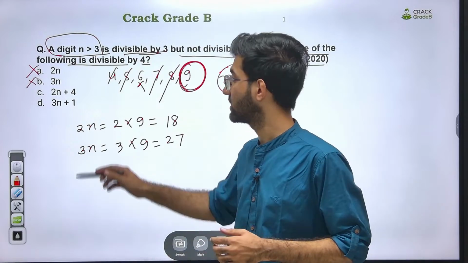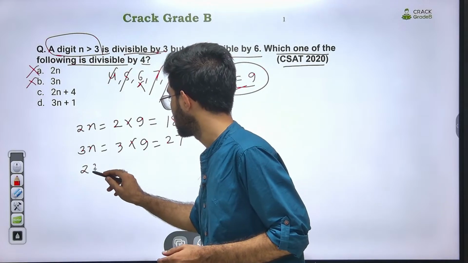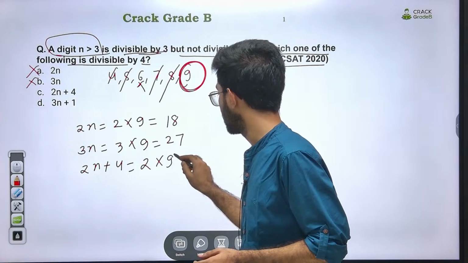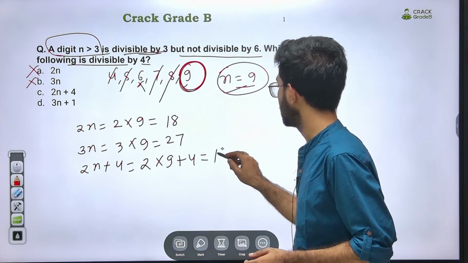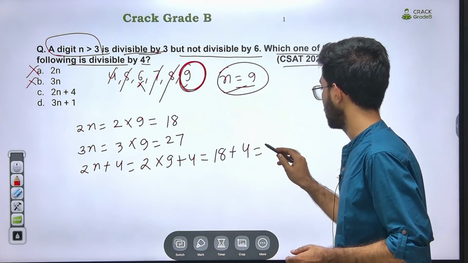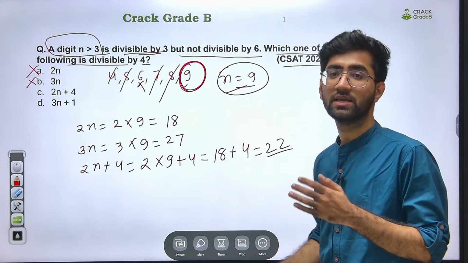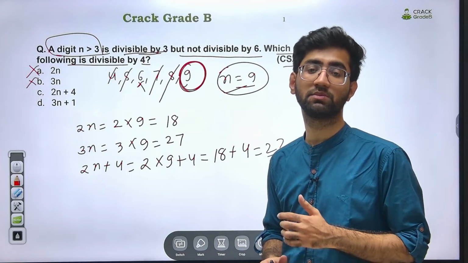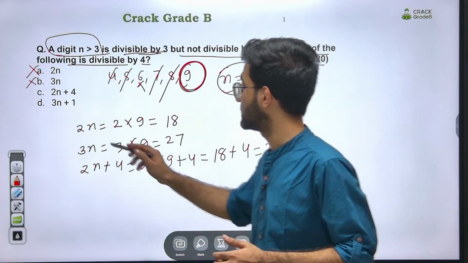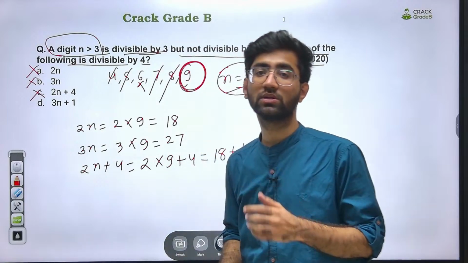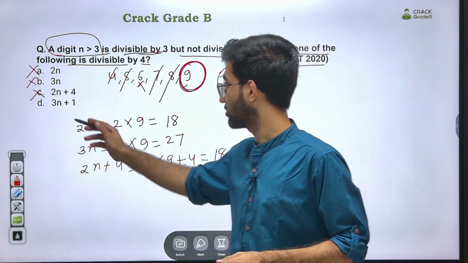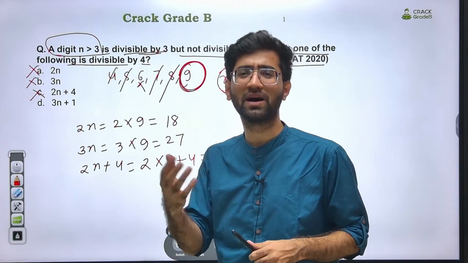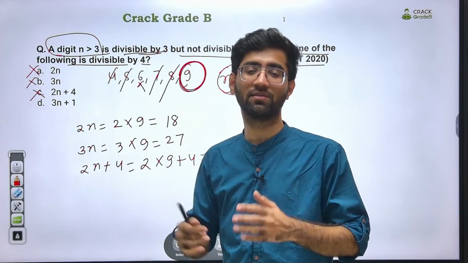Now you will look at option C. Option C is 2n plus 4. So 2 into 9 plus 4 is 18 plus 4, that is 22. Is 22 divisible by 4? No, 22 is not divisible by 4. It means that option C is not the correct answer. Obviously, if you have eliminated options A, B and C, you can mark option D. But let us check option D.